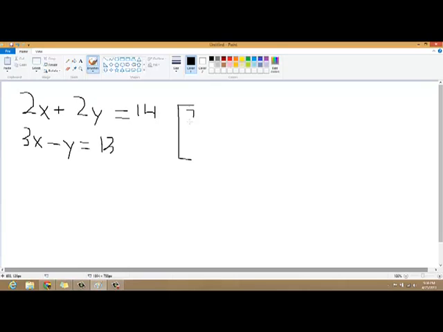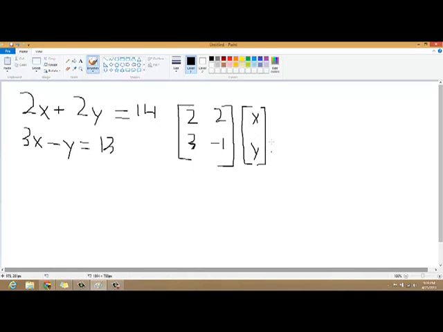So 2, 3, 2, and -1. Close this. And then next we will have just the variables, which are x and y. So we'll have an x and a y. And this is actually called a vector when there's just a matrix with only one column.